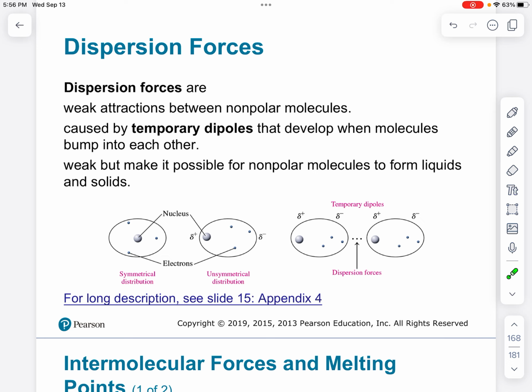If they are very, very close together, like their electron clouds are almost touching, then you get synchronization in the movement of the electrons. And so for a moment, there might be a partial negative here and a partial positive here. And this partial positive is going to cause a partial negative here. And so you get this oscillation of partial negative to partial positive dipoles, but it may be in the opposite direction instantaneously later. So these are by far the weakest. These are the weakest intermolecular forces, but they are the most prevalent.